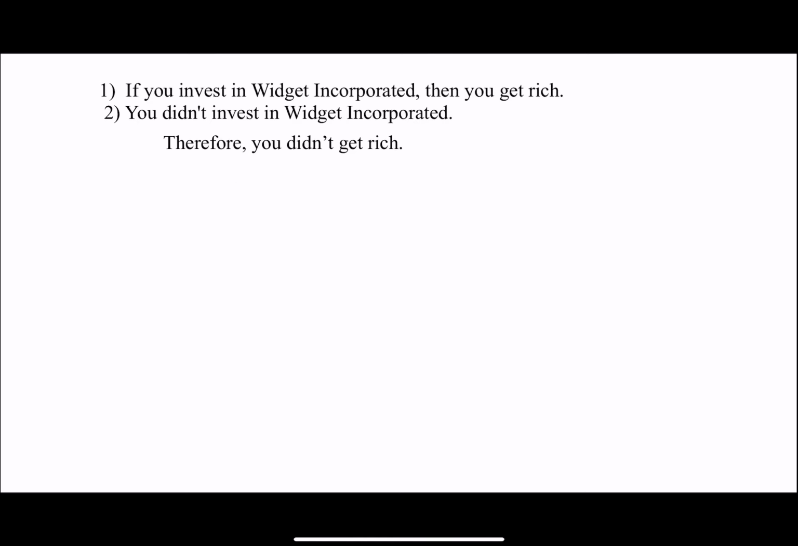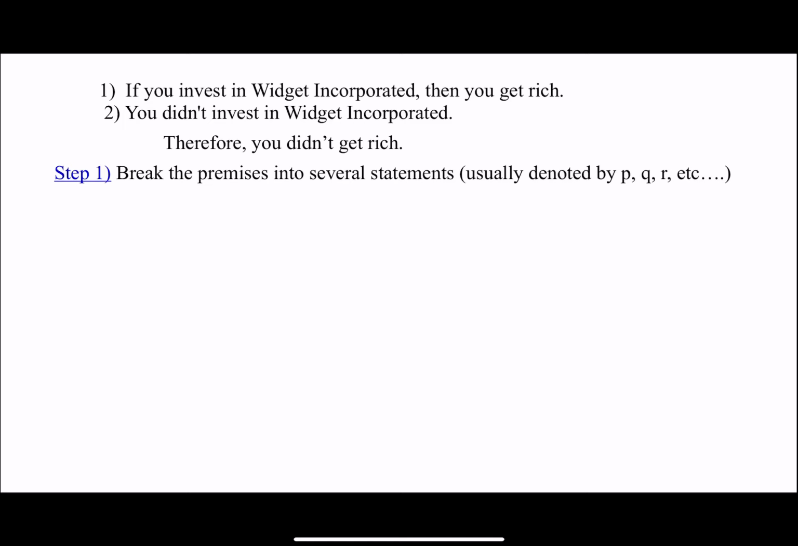Well, I'm going to go back to this example. If you invest in Widget Incorporated, then you get rich. You didn't invest in Widget Incorporated, therefore you didn't get rich. You have an argument and you want to see whether or not this argument is valid. Okay? So, guys, whenever you are given an argument and they ask you whether or not the argument is valid, there are 4 steps that I want you to follow.